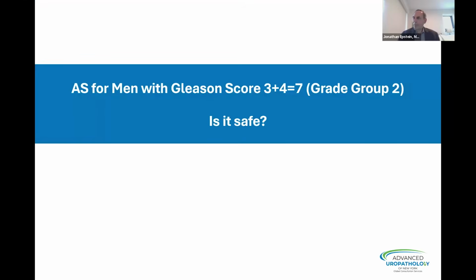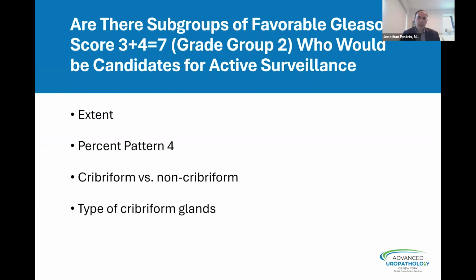Now, one of the most important aspects nowadays is active surveillance for Gleason score 3 + 4 = 7. Is it safe? When can we do it? As I mentioned earlier, more and more men are undergoing active surveillance for some 3 + 4 = 7s. Well, at the onset of active surveillance, it just wasn't done. So are there subgroups of 3 + 4 = 7 who would be good candidates for active surveillance?